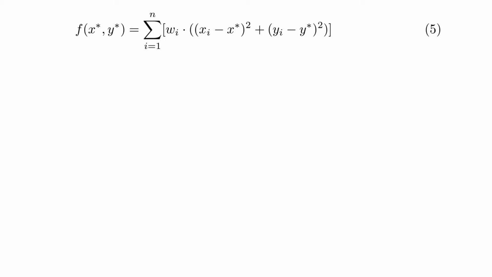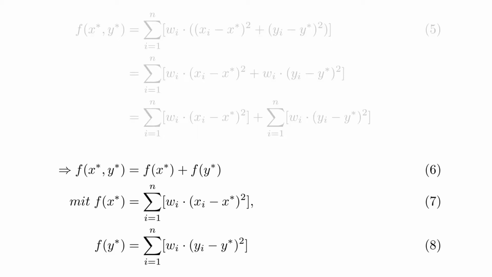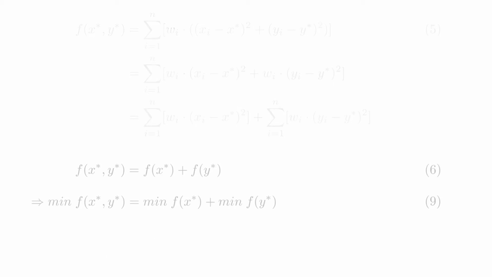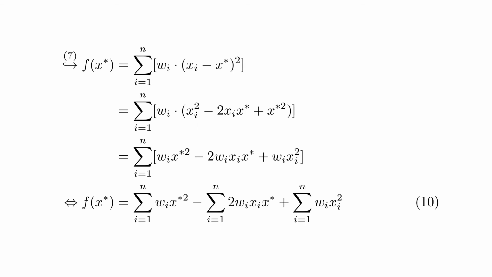The next steps are just some transformations of f to make the derivation easier. As a result, you can see that we have now split f into two functions with only one variable each. The reason is that calculating the minimum is now much easier. So now we can focus on each of the two functions and derive them separately to find the optimized values. I show the calculation for x.